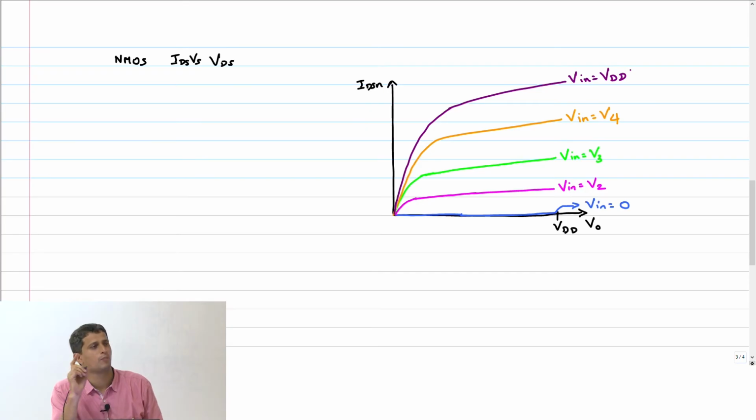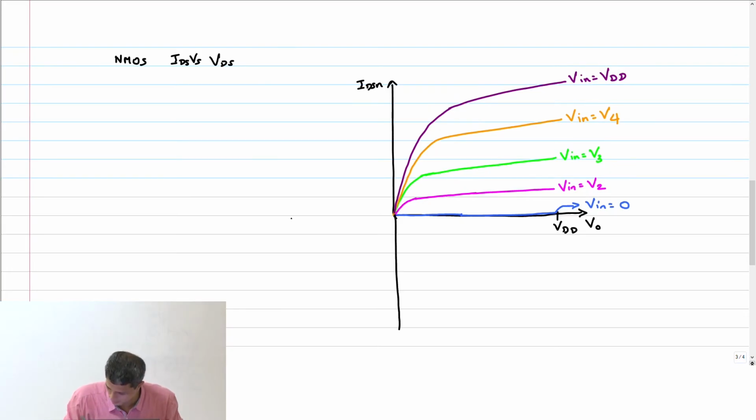Now I want to first plot IDSP versus VDSP for the PMOS transistor, for various values of V in. IDSP versus VDSP, which quadrant will it lie? This is the third quadrant, right? So therefore I need to look at the plot now in the third quadrant here.